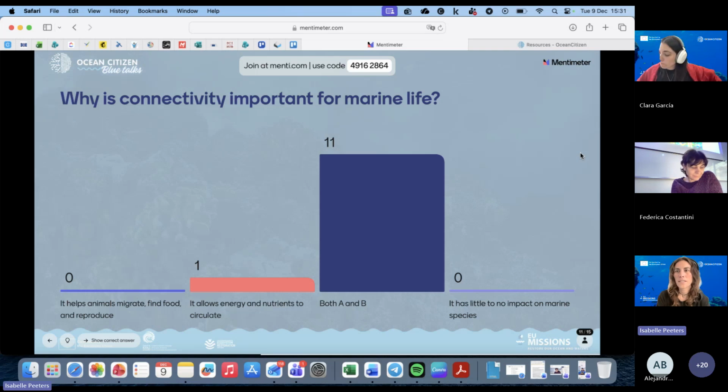So connectivity is, as the title of this Blue Talk was indicating, basically the ocean's hidden highway or pathways. Without connectivity, animals would not be able to migrate, to find their food, to reproduce, especially marine animal forests. That is one of the main focuses, the main focus of the Ocean Citizen project. As Federica described, the larvae rely completely on connectivity to be able to reproduce. So it is indeed both A and B.